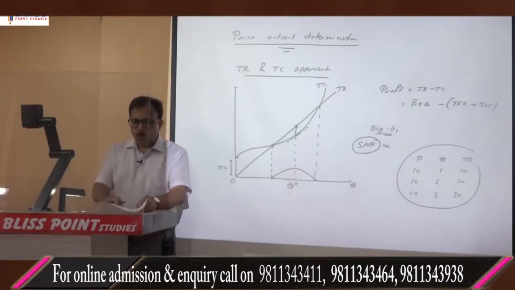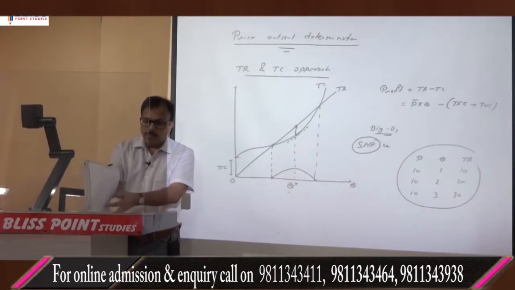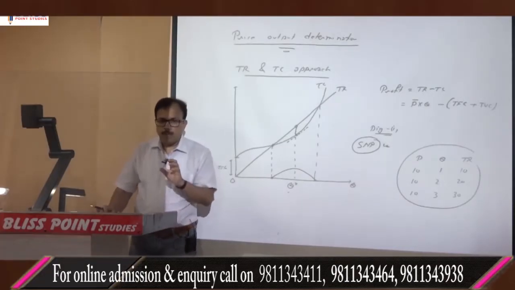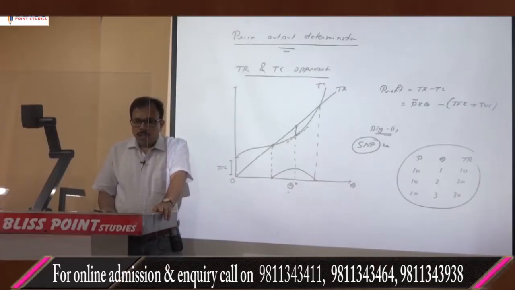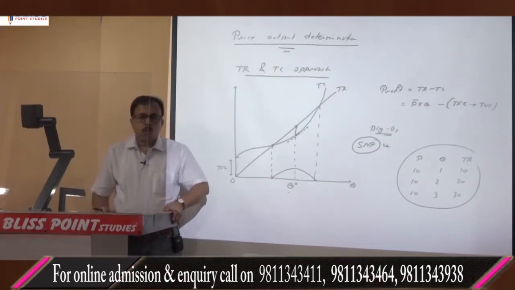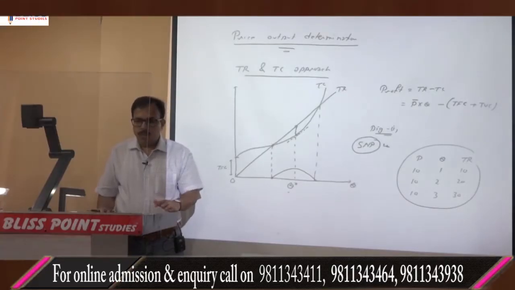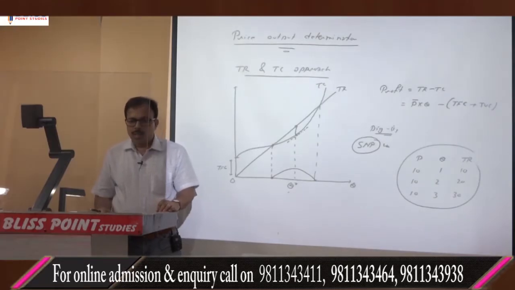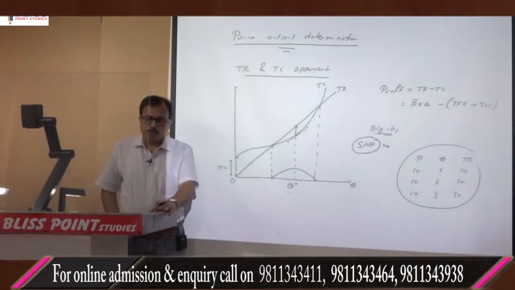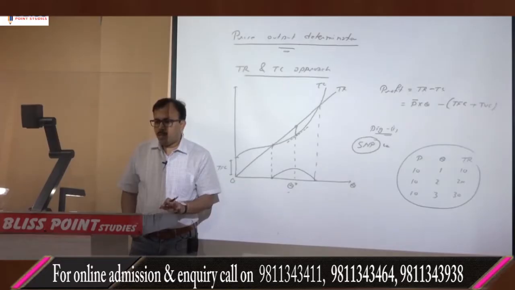So what do you have to write? I'm just dictating. So briefly, just write down the points that you need to write in the answer. The total revenue curve is a straight line through origin, showing that price is constant at all levels of output.